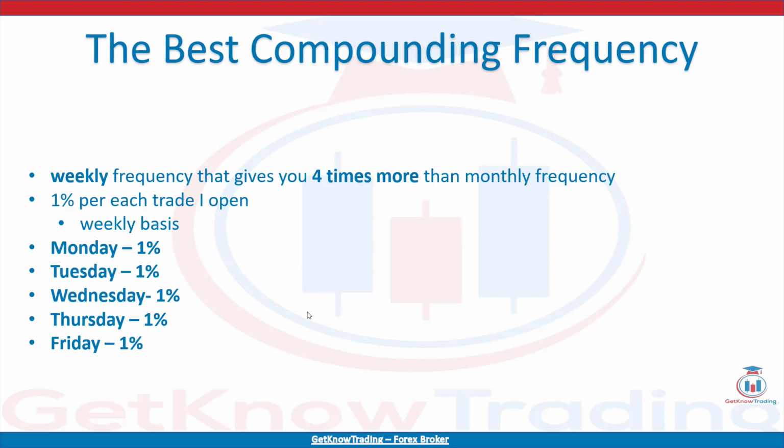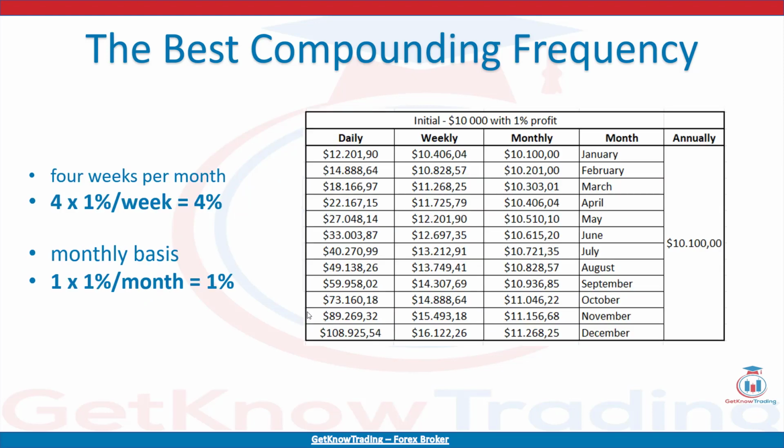Monday 1%, Tuesday 1%, Wednesday 1%, Thursday 1%, Friday 1%. Now, if I take the same results for 4 weeks per month, I would end up with 4% at the end of the month. So 4 multiplied by 1% per week equals 4%. And when I take the same scenario and put it on a monthly basis, I would get this. 1 multiplied by 1% per month gives me 1%.